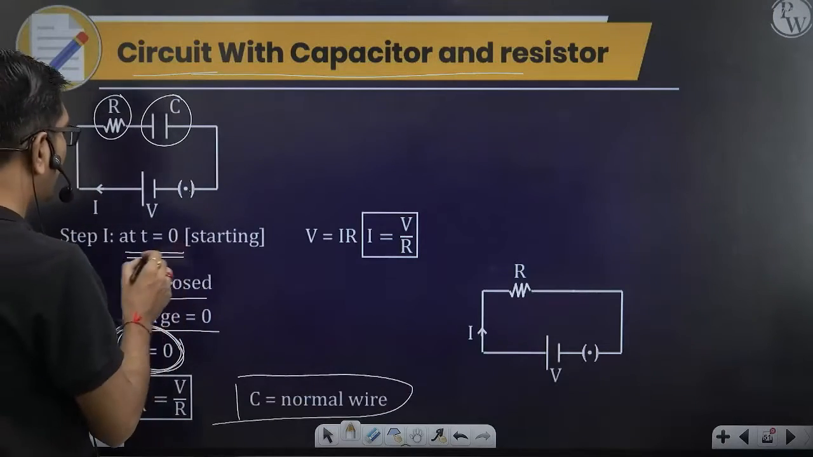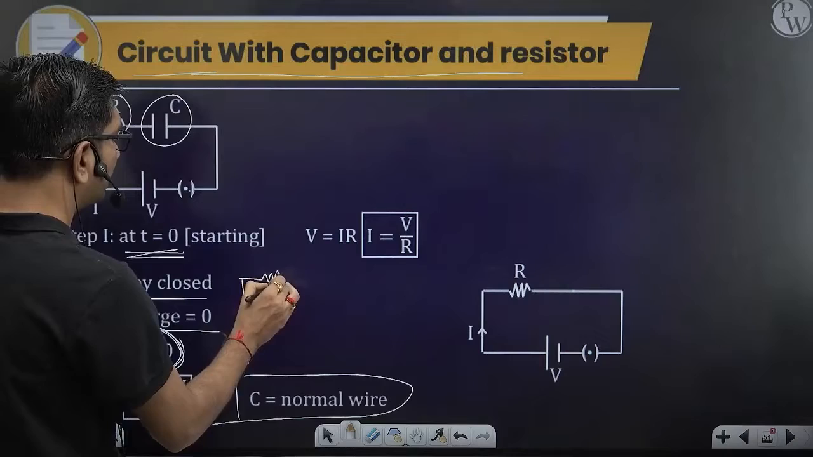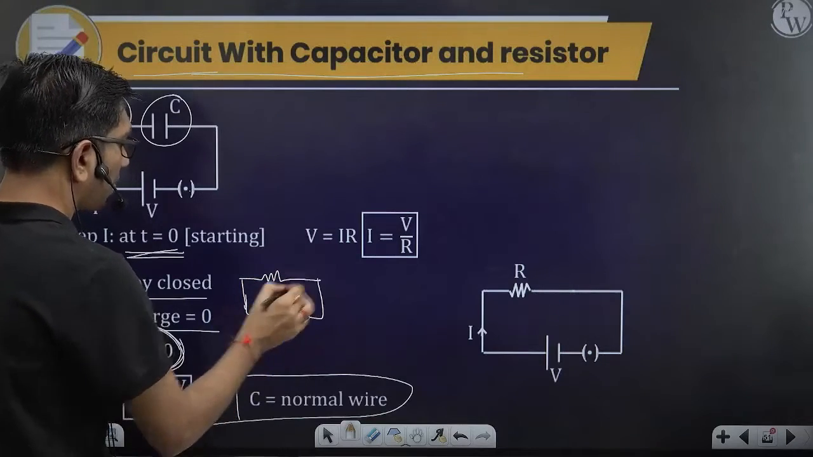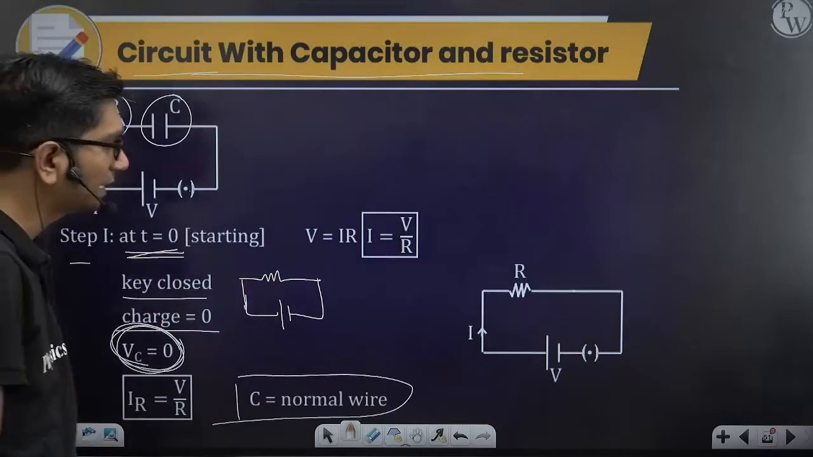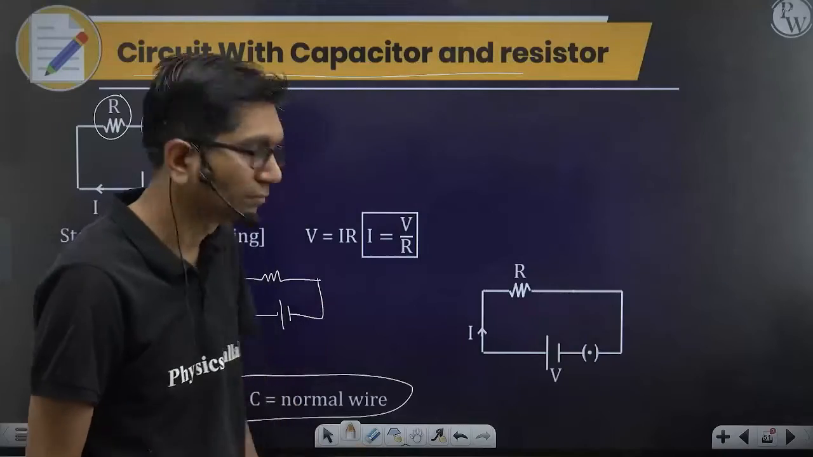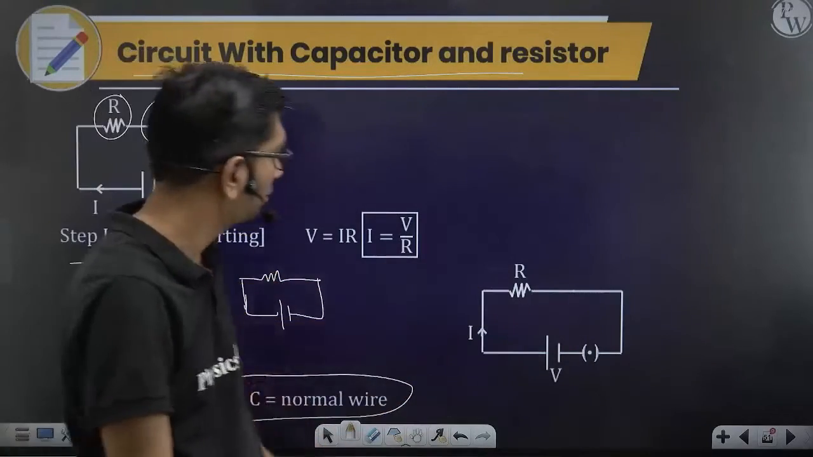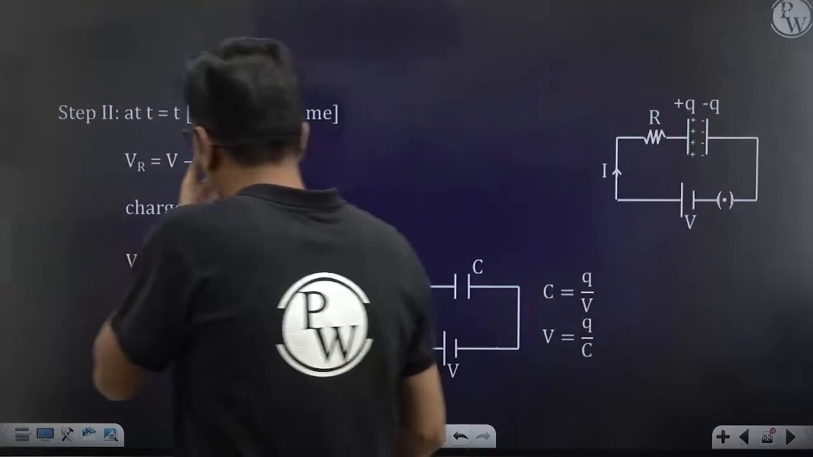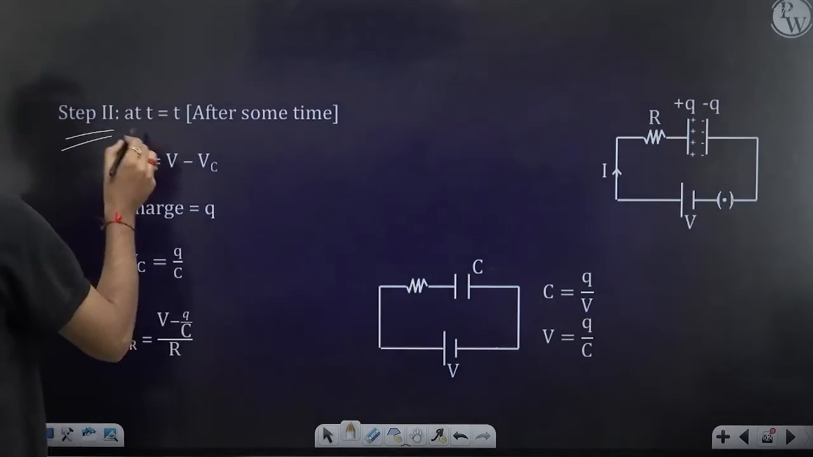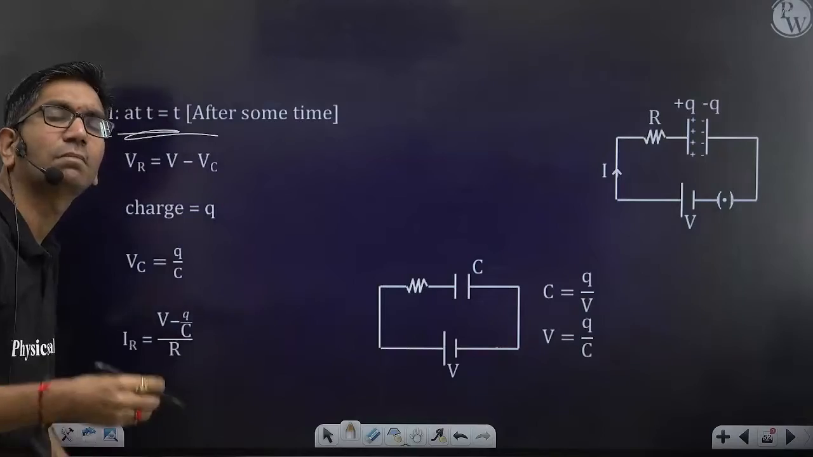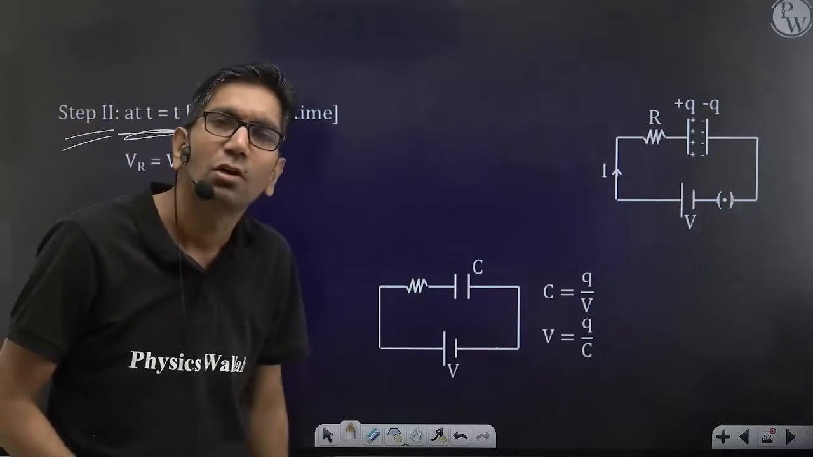So here at time t equal to 0, the circuit looks like this. Next, you see here, I have drawn it. At time t equal to 0, it looks like this. In step 2, after some time, what happens?